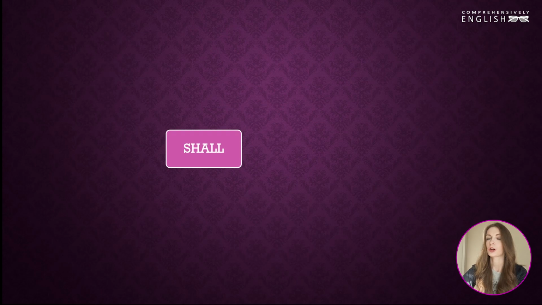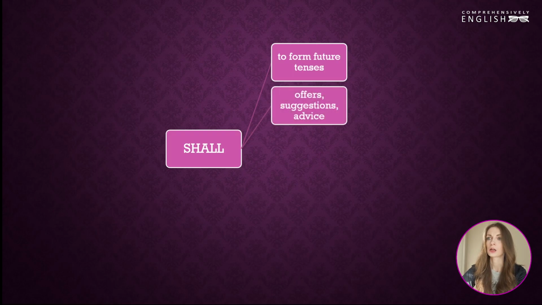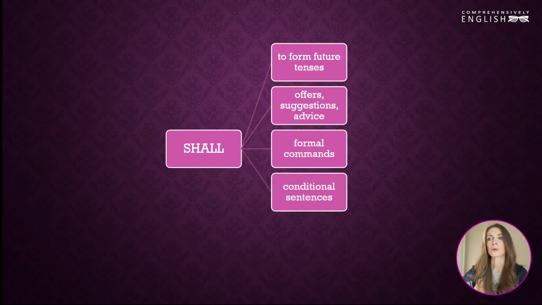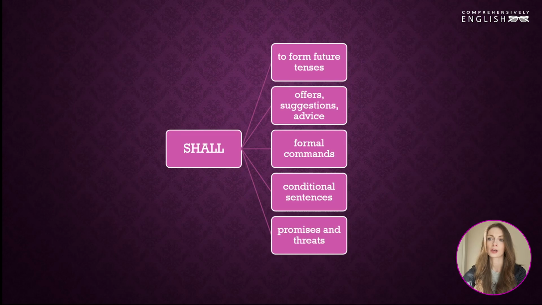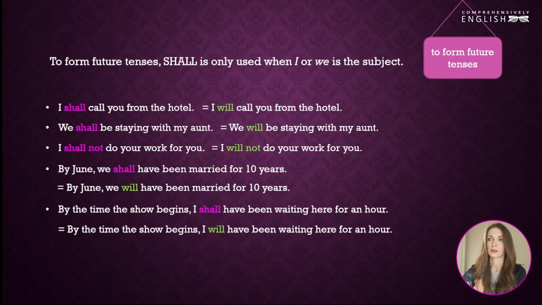So we can use shall to speak about future tenses in the first person singular and plural. We can use shall to make offers, suggestions, and give pieces of advice. We can use it for formal commands. We can also make conditional sentences with shall, and we can use it to give promises or to threaten somebody. Let's look at each of these meanings in detail.